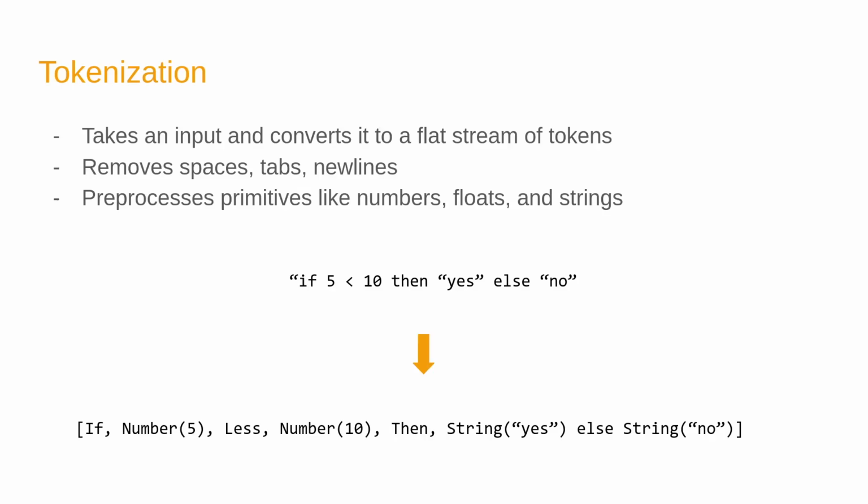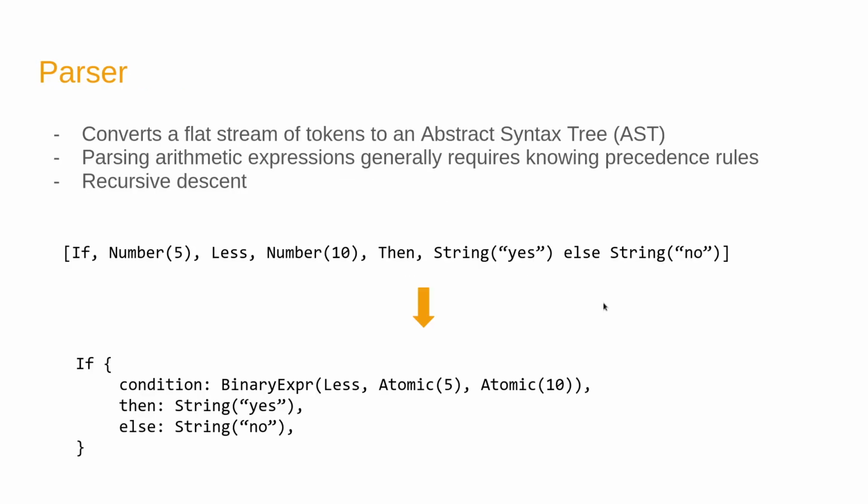And so we can see how this is tokenized. It's pretty straightforward. We take the if, number 5, less than, else. I forgot a few commas, but that's okay. So then parsing is the more interesting step.